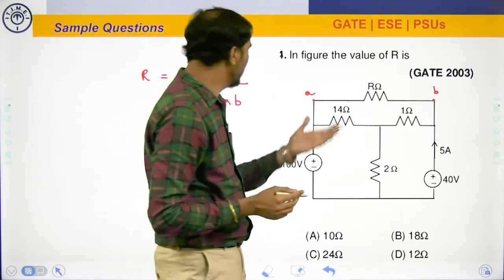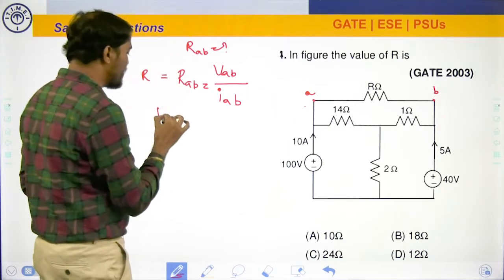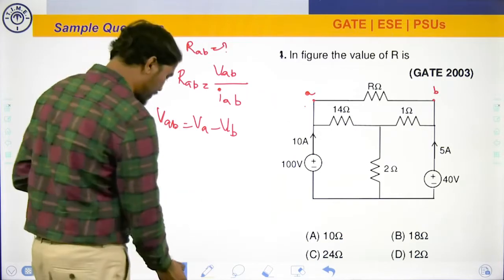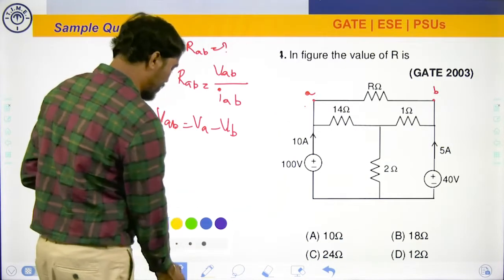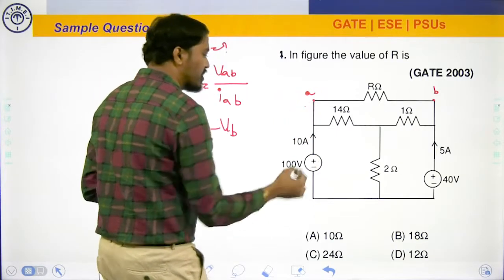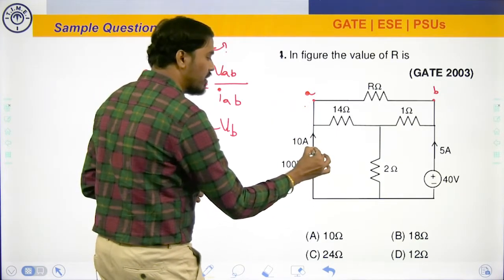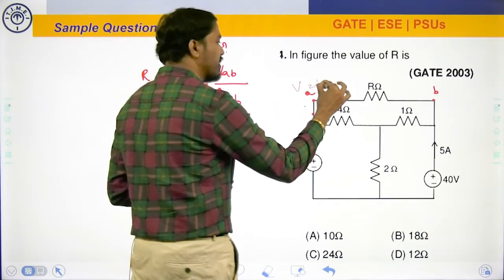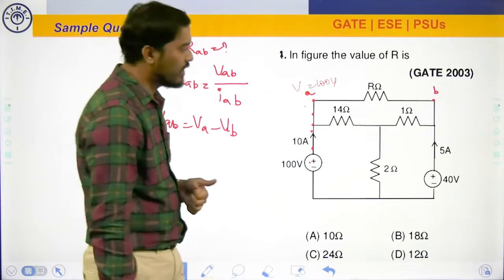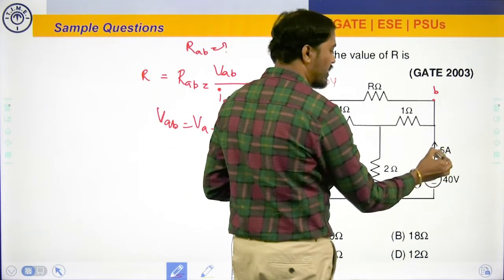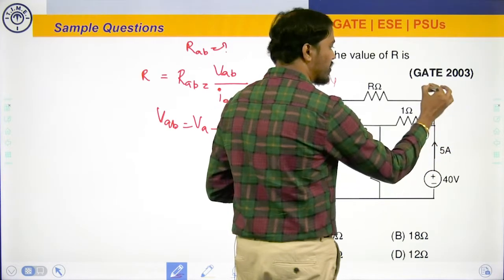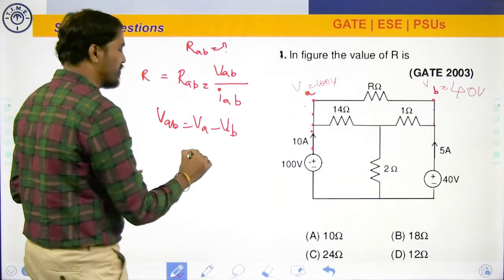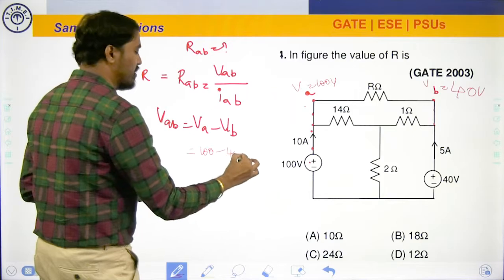Now the next question, what is VAB? Can I say VAB as VA minus VB? As simple as that. Let's see, what is VA? What's the voltage here? 100, 100, 100. So VA is 100 volts. Next, what's the voltage here? 40, 40, 40. So VB is 40 volts. My VAB is ready. VAB is 100 minus 40, which is 60.